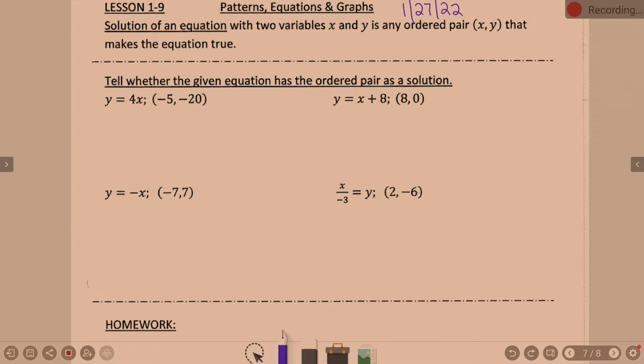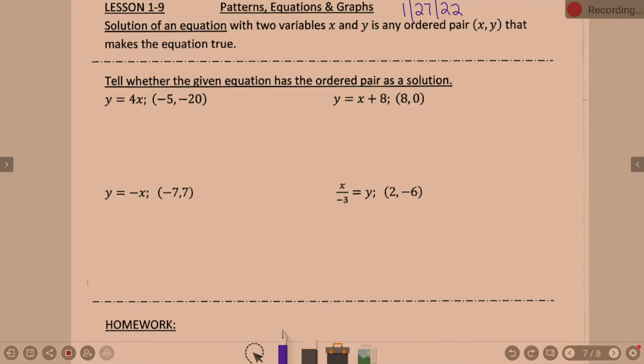Lesson 1.9, patterns, equations, and graphs is the official lesson. But we're basically going to work on one thing, and that is talking about a solution of an equation and how to know if an ordered pair is a solution to an equation. So first of all, a little definition up there.